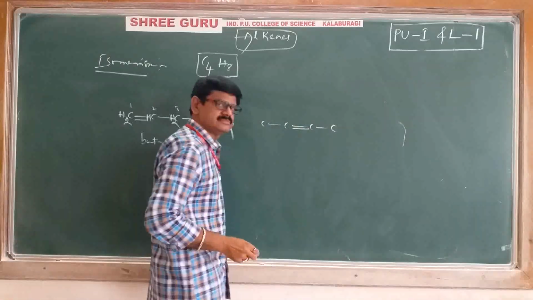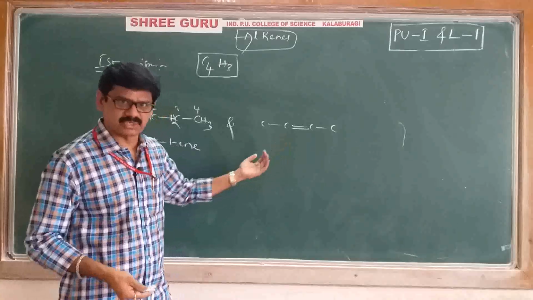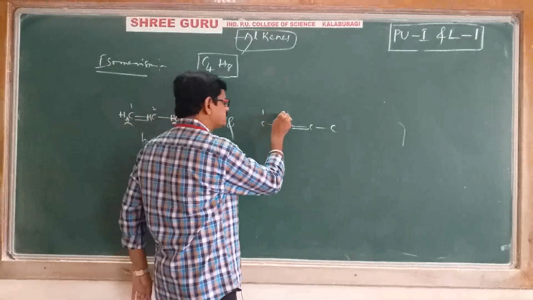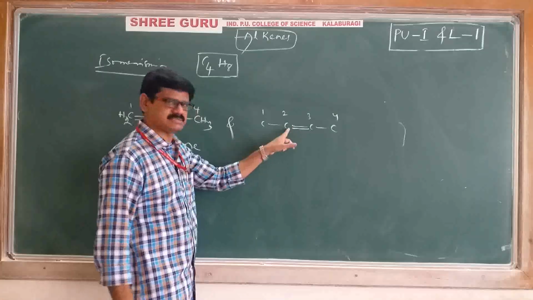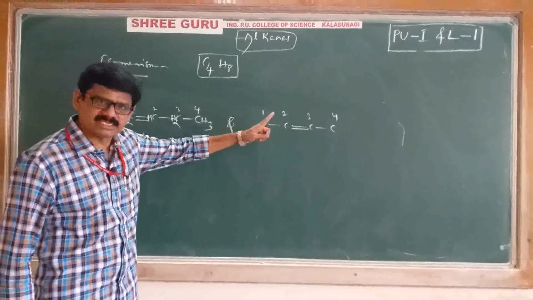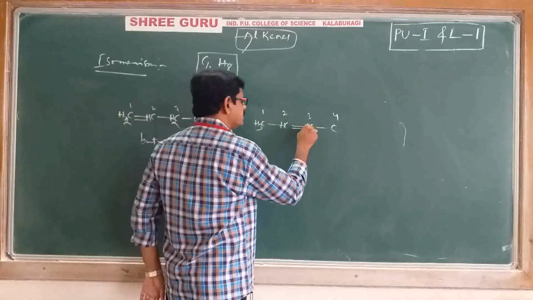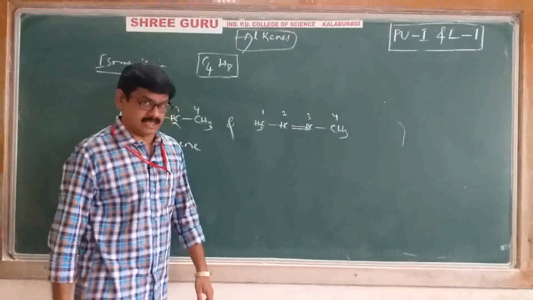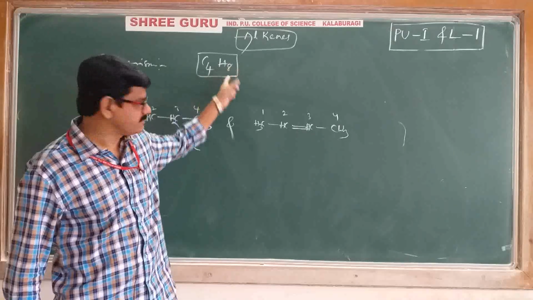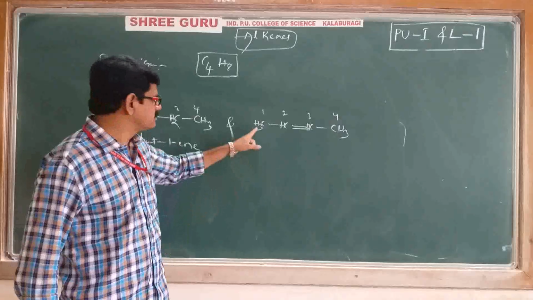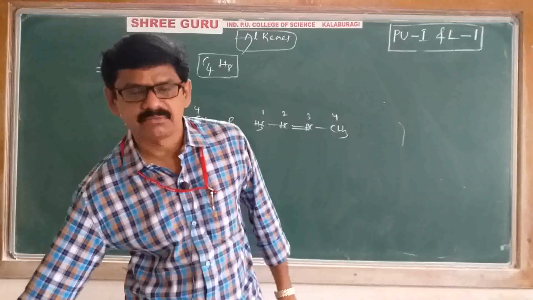I'll locate it here. Then we can give numbering. Your wish, you can give numbering from left to right or right to left, it doesn't matter. I'll give it from left to right. Right to left is also the same, 1, 2. Next, the remaining valencies will be satisfied with hydrogens: CH3, CH, CH, CH3. Let's check whether this compound also satisfies the molecular formula: C4, H 3 plus 1 plus 1 plus 3 is 8. Yes, this compound also satisfies the given molecular formula.